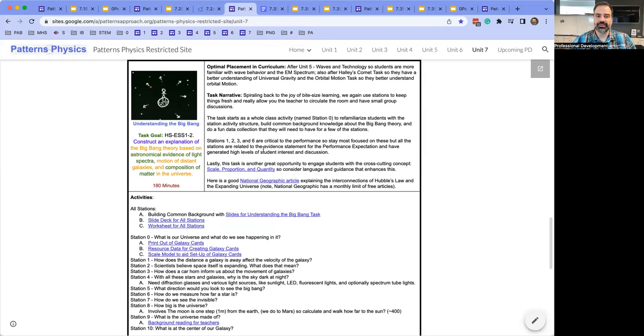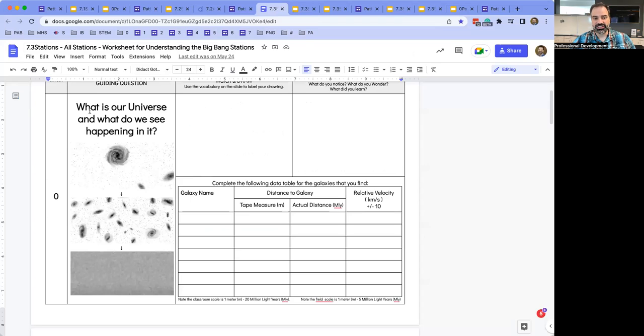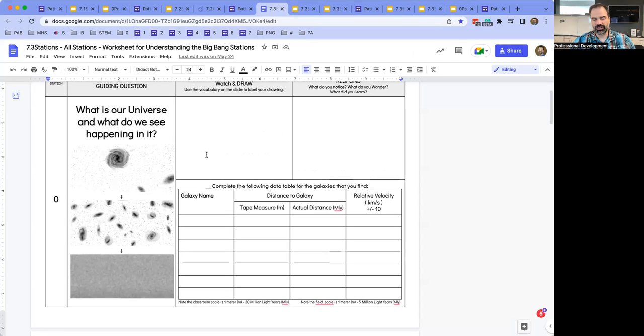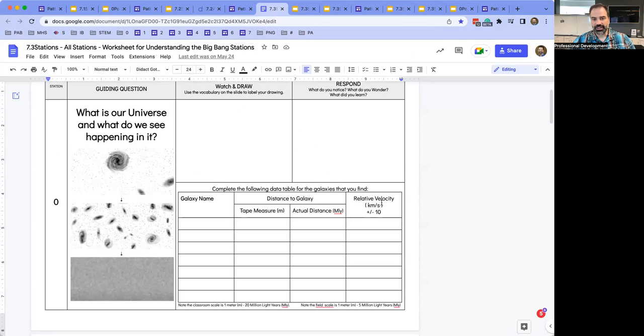That final activity, super high interest, looks at the evidence of the Big Bang. This is themed on stations. So there are 10 stations, again, great videos. Each time they're watching videos or interacting with you as the teacher, they watch and draw and then respond. And also, because this is station zero, everyone's doing it and it kind of kickstarts all the other stations.